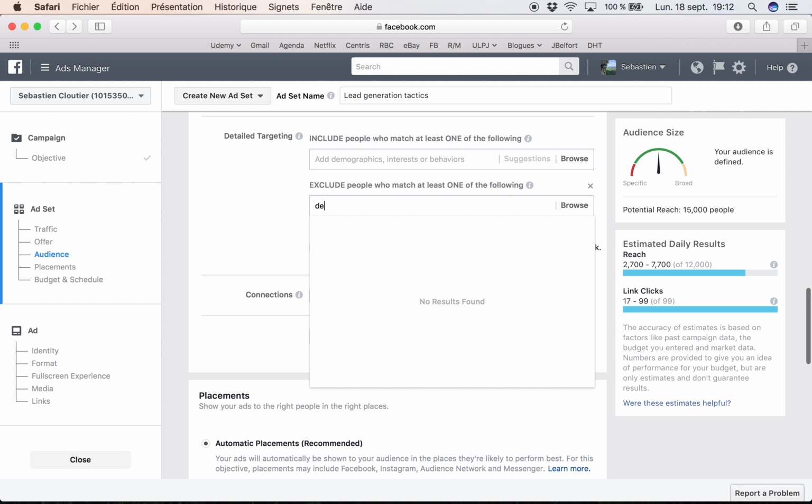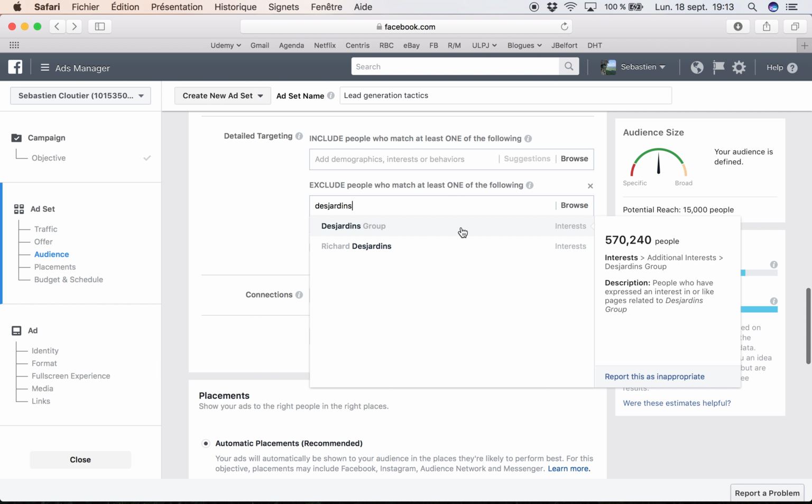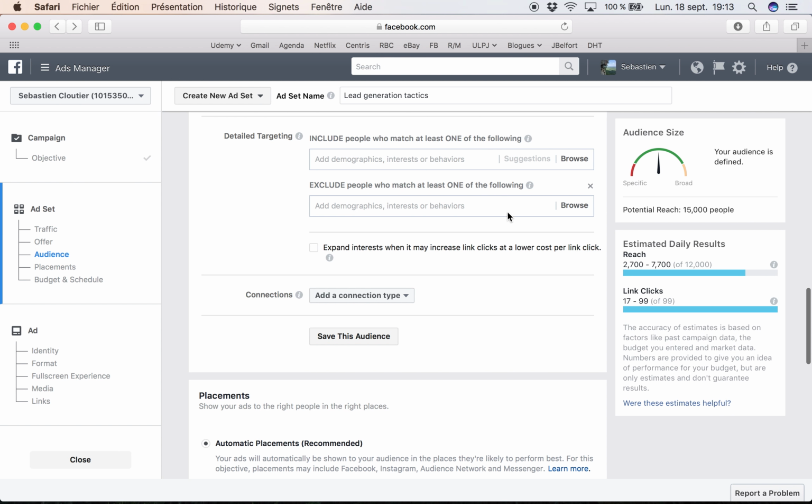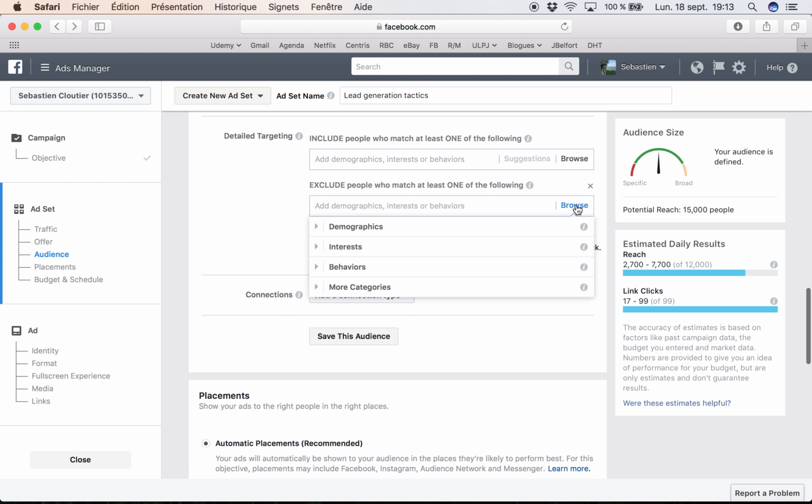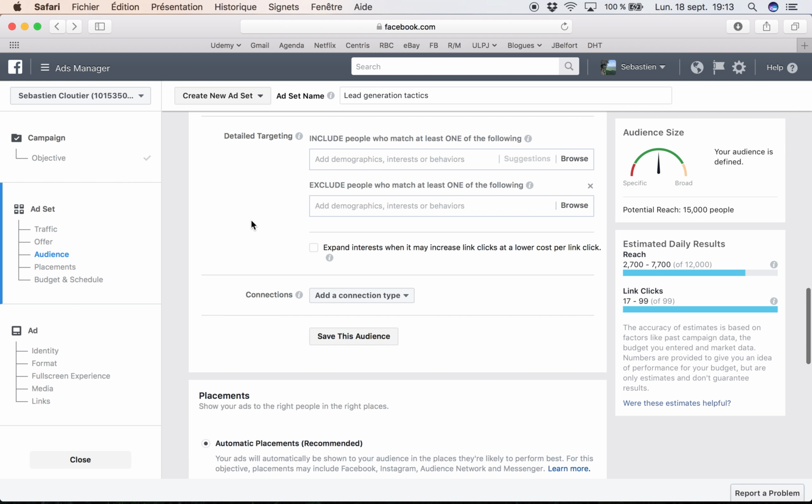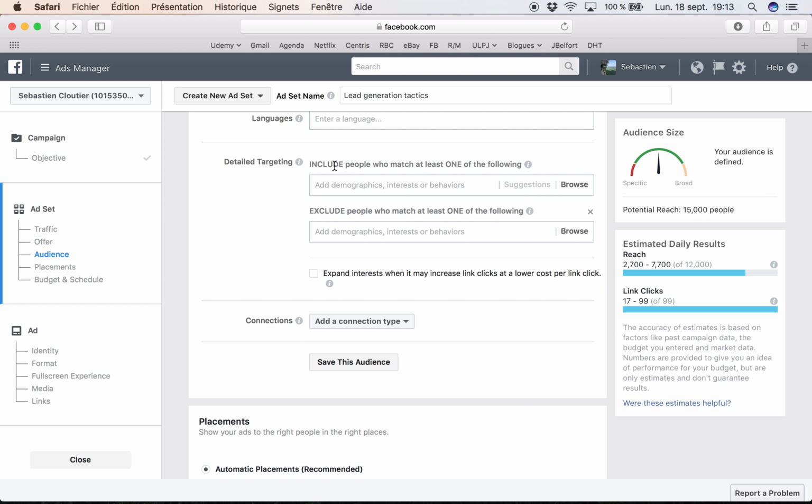But let's say that's a small bank here in Granby. Interest, whatever. Make sure it doesn't say interest, because if it says only interest, it just means that somebody liked a page or something like that. That's not what we want. We want to make sure that it's about their job. If they work for a competitor, then there's no way they would do business with you. So you would write down here people that for sure will never be your clients. We have a tendency to include here, but you can also exclude people. So that's a nice little trick you can do.